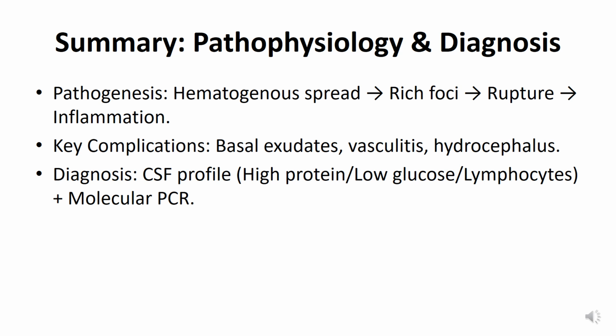The cell count usually shows a predominance of lymphocytes, indicating a chronic inflammatory response. While these findings strongly support the diagnosis, molecular testing provides definitive confirmation. Polymerase chain reaction, or PCR-based tests such as GeneXpert, detect tuberculosis DNA directly in the cerebrospinal fluid. Together, the characteristic CSF profile and positive molecular testing allow clinicians to diagnose tuberculous meningitis rapidly and accurately, enabling earlier treatment and better patient outcomes.